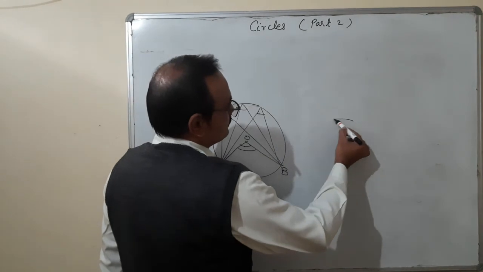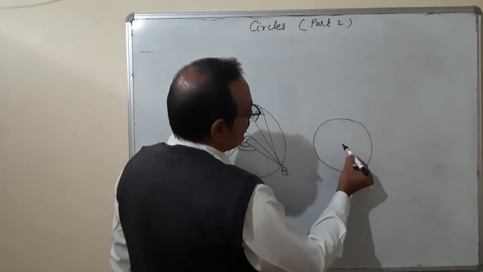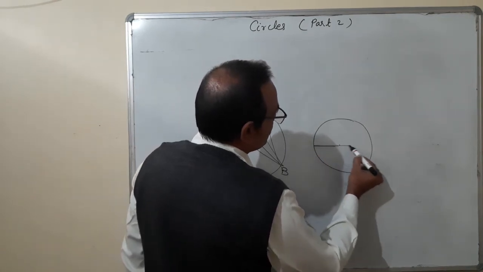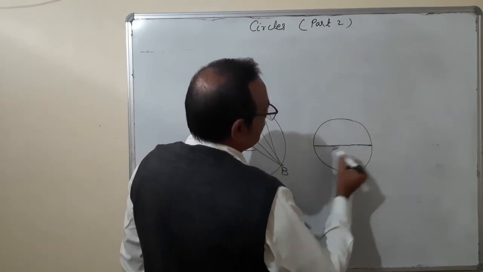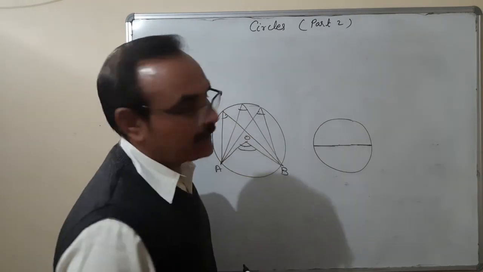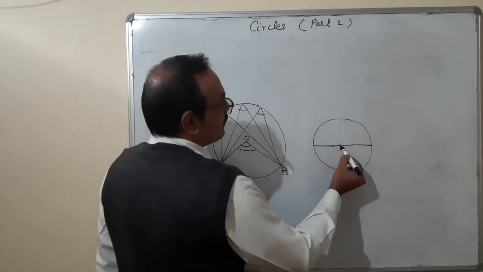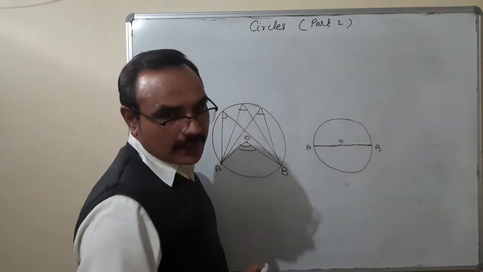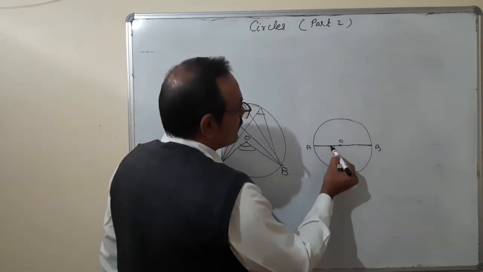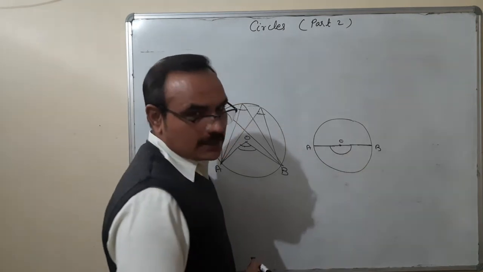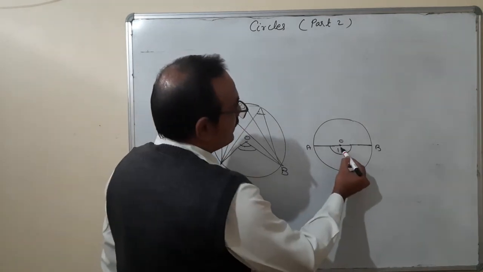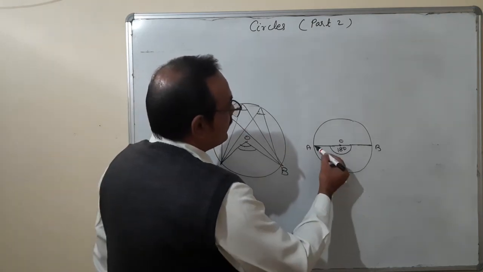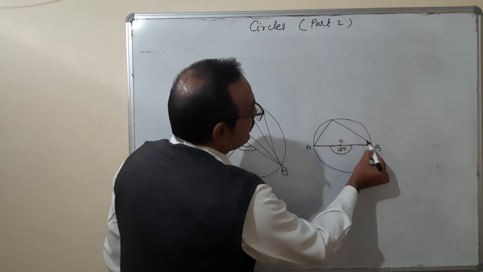Next one: angle on a semicircle is a right angle. Okay. O is the center, A, B. Angle on a semicircle is a right angle. What is the measurement of this angle at the center? Because it's a straight line, its measurement is 180 degrees. Using theorem 10.8, this angle is 180 degrees, so the angle subtended by the remaining part will be half of it.